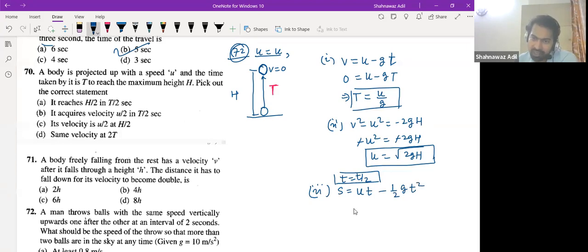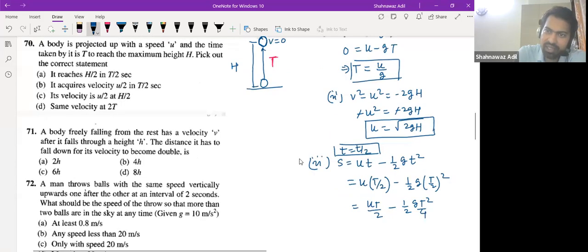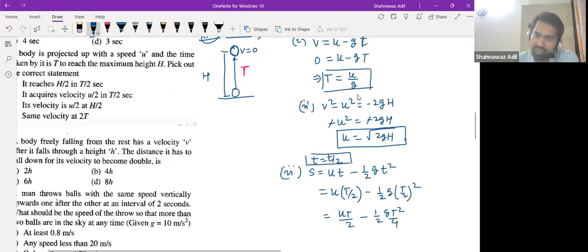And this u, t is how much? T by 2. t by 2, right? Absolutely right. t is t by 2 minus half g, and this is t by 2. So we have this ut by 2 and minus half gt square by 4, right? Yes, sir. We can write this u and g in terms of h, right?